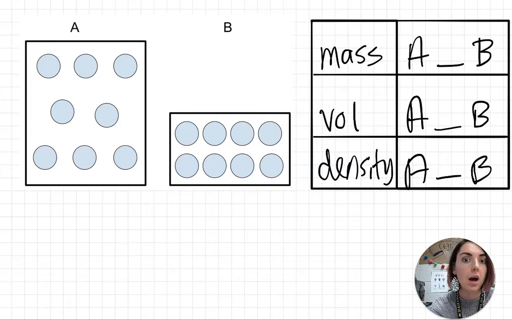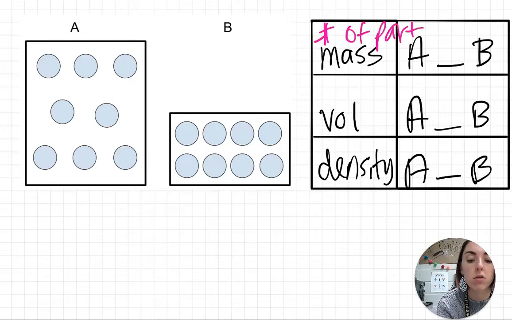So for mass, we're looking at the number of particles. More particles means more mass. It's just a qualitative, a non-number way to represent the differences in mass of different substances. We're not necessarily looking at a number here, but we're just looking at the size of the box.